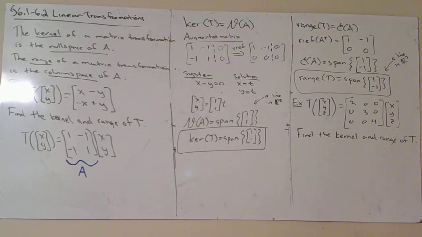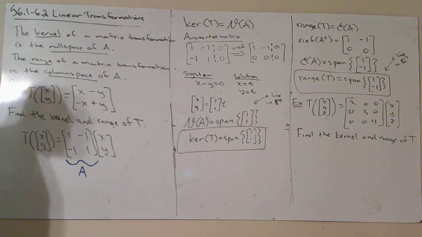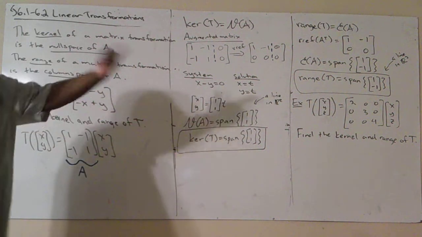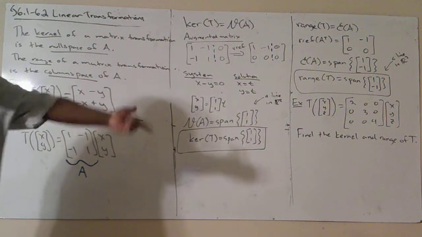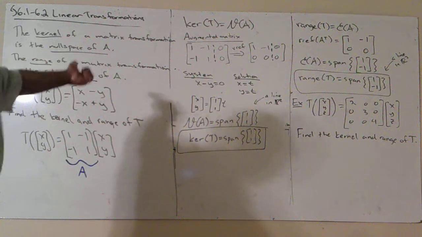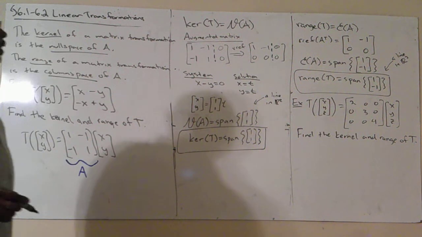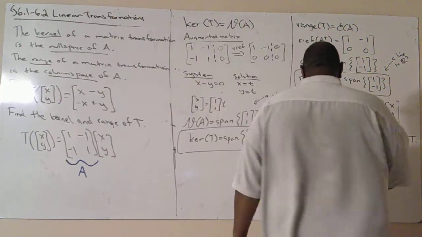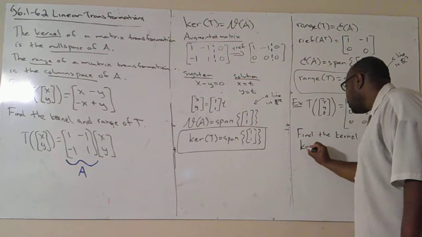Okay, so this one's a really straightforward, simple example. I want to find a kernel and a range of T, right? I've already broken it up so that you can see that this is a matrix equation. You don't have to do any work at all to put it into the matrix transformation form. But I still need to be able to find a kernel and a range of T. So kernel T is going to be the null space of A. So let's start with that one first.